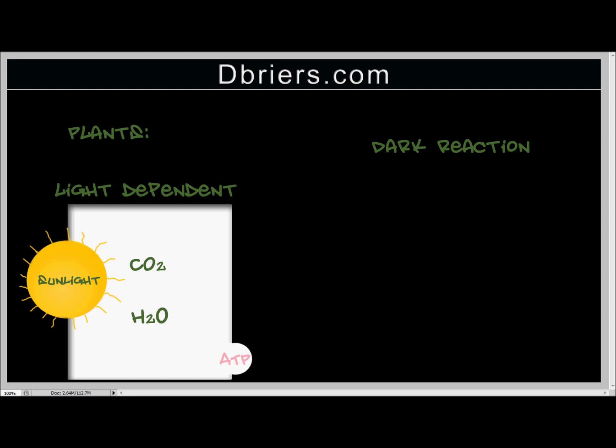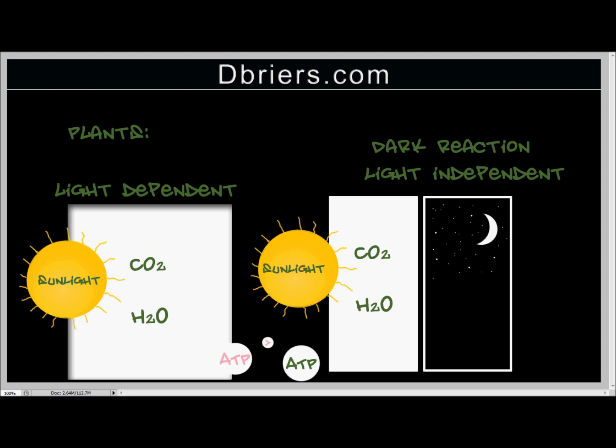And the light-independent reaction, or the dark reaction, can occur independently of sunlight, which means it could occur during the daytime when sunlight is available, or it can occur at night when sunlight isn't available. Now, why do we even call it the dark reaction? Why don't we just call it the light-independent reaction?